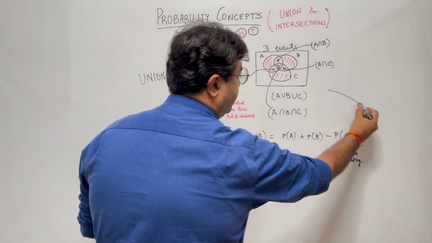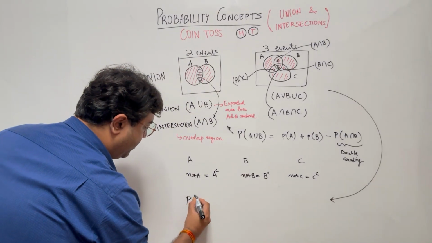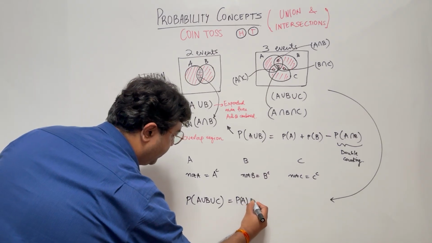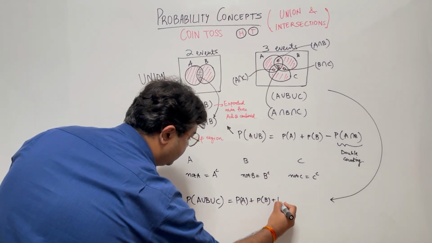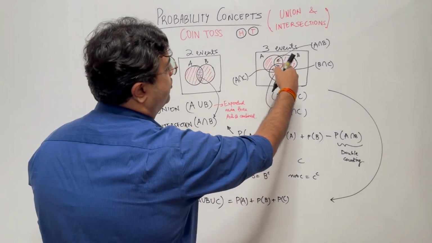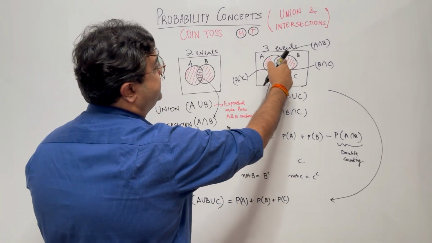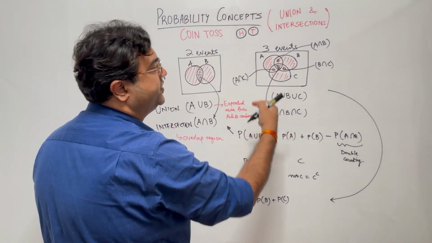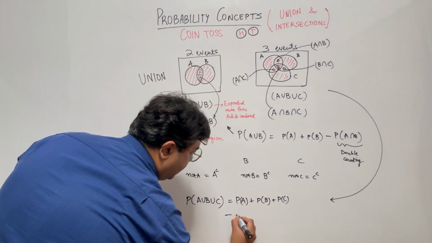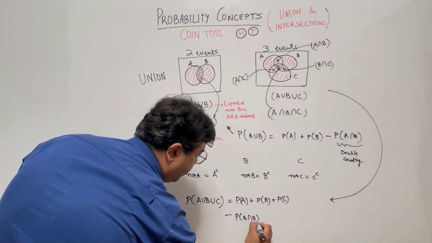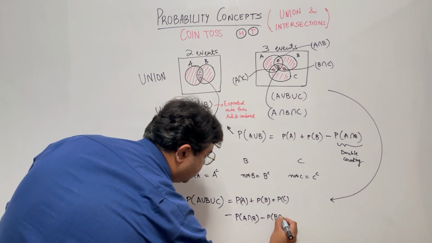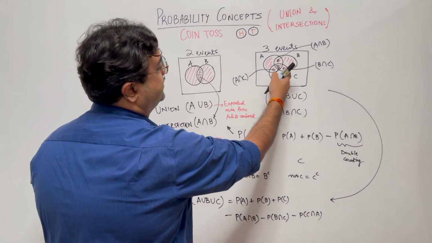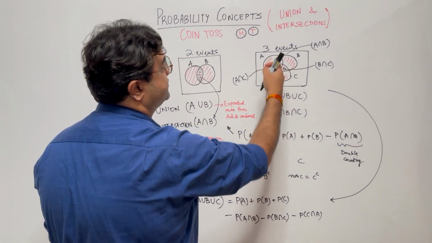Then, the probability of A union B union C is the probability of A plus the probability of B plus the probability of C. So we have counted A, B and C. Now these are counted twice again, all these intersections between two events. So we have to subtract P of A intersection B, subtract P of B intersection C, and subtract P of C intersection A. So we have subtracted this, this, and this.